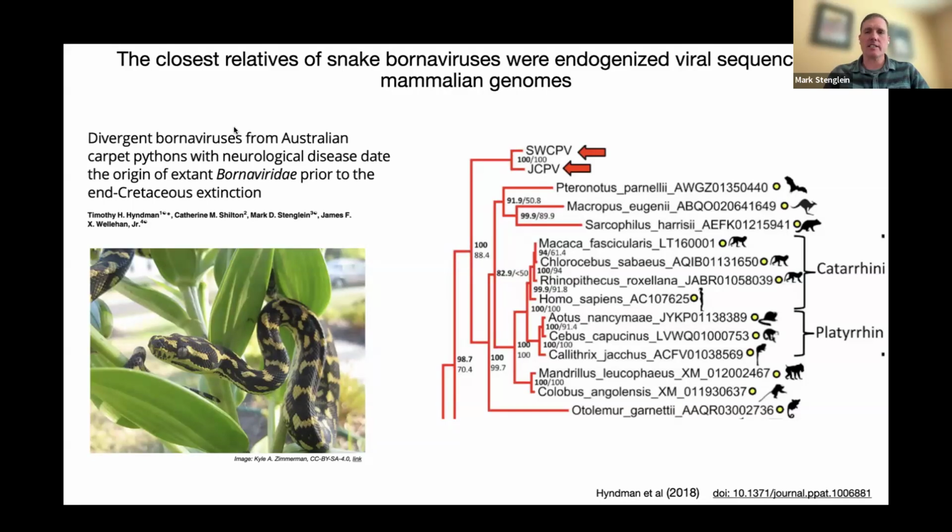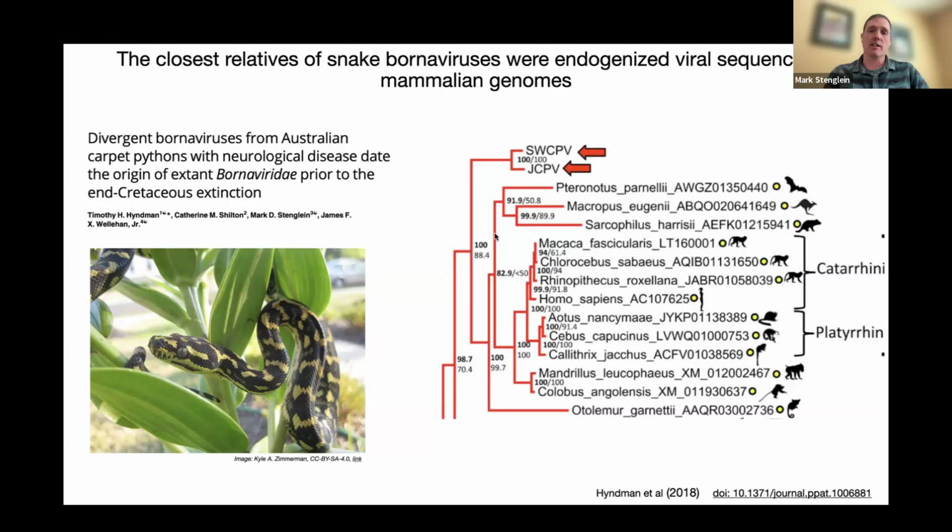So endogenous viral sequences are another way to capture old virus sequences. This is a project that I was involved with a few years ago, where we characterized some new snake viruses that were infecting carpet pythons in Australia. These are Bornaviruses, a type of negative sense RNA virus. On this tree on the right, you can see the red arrows point to the two snake viruses that we had discovered and characterized.